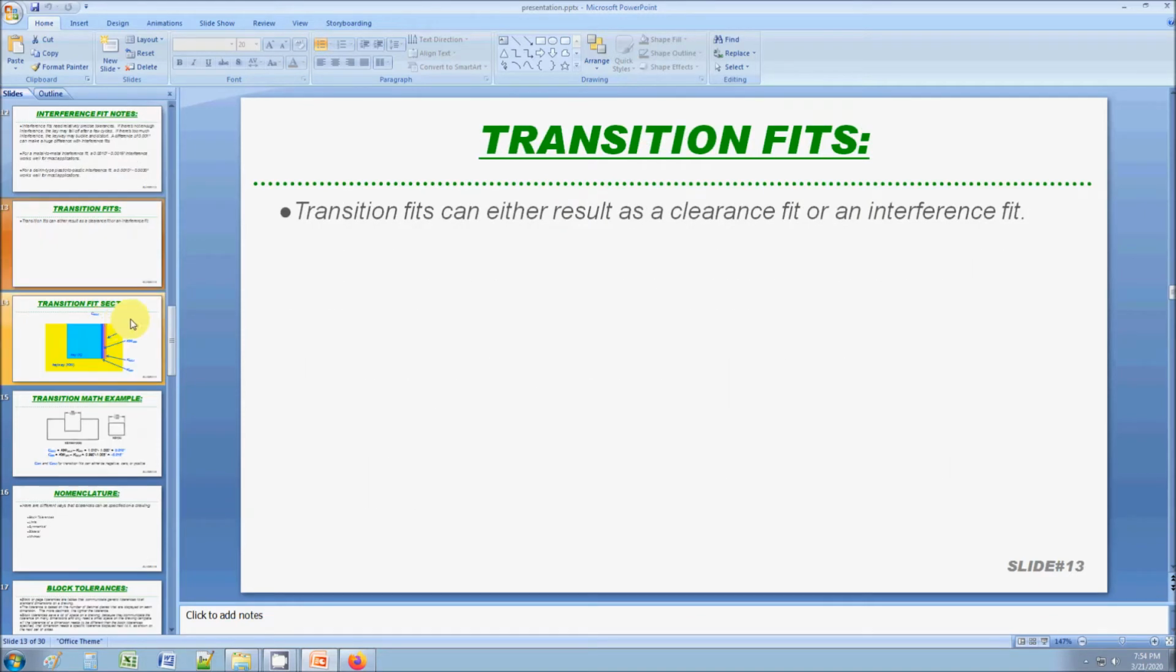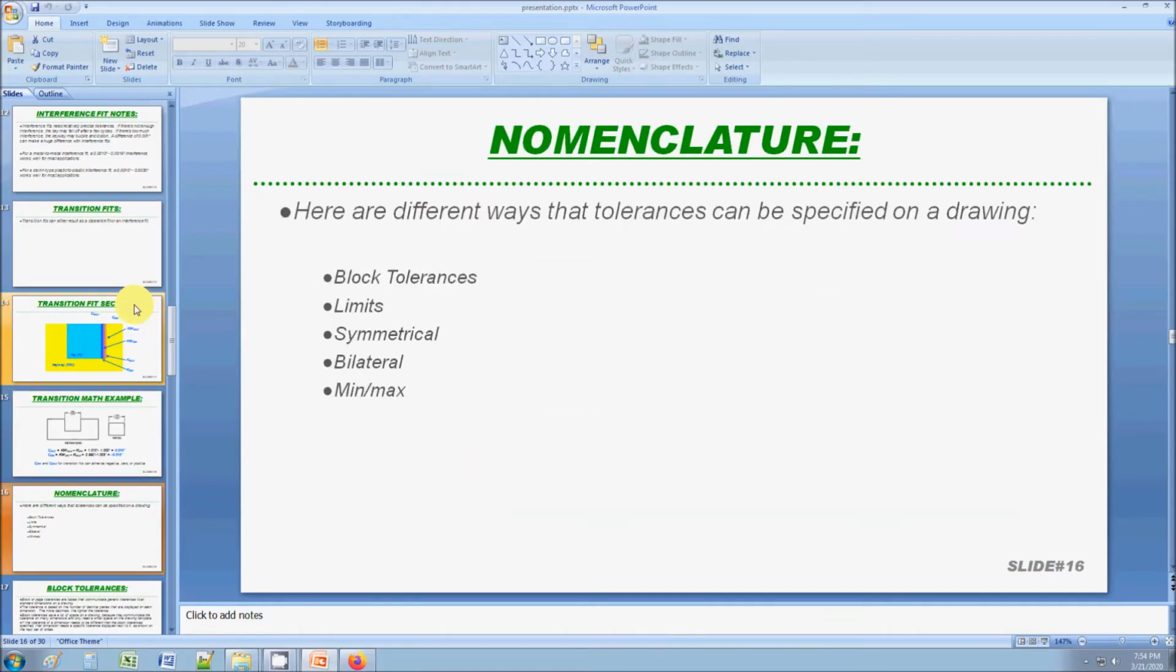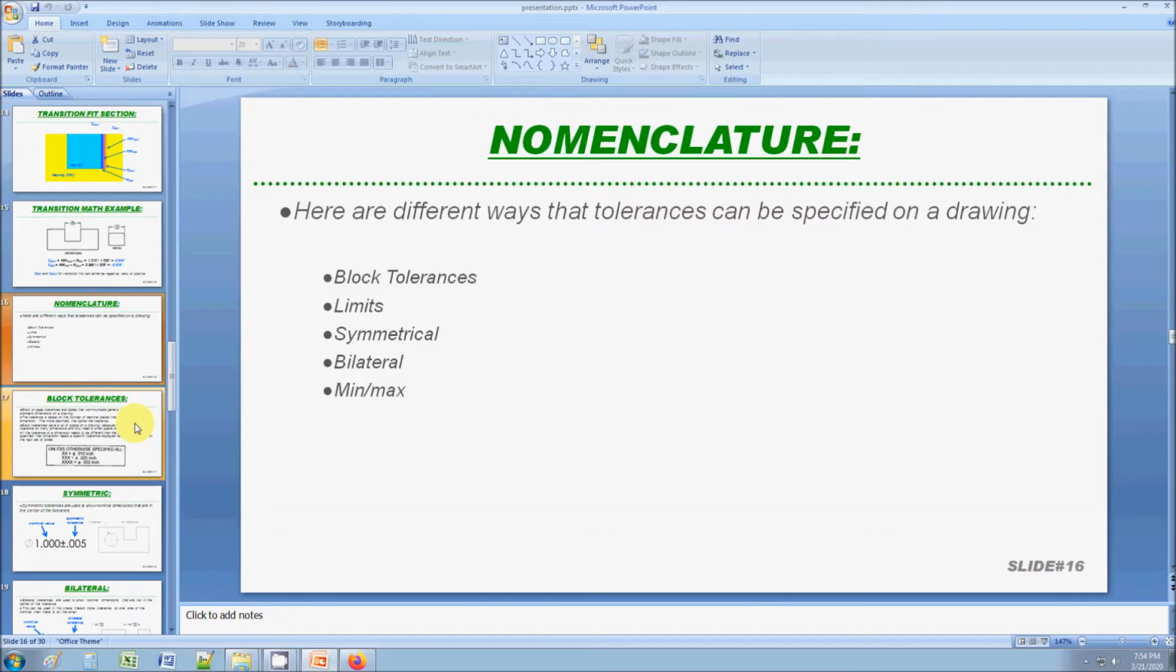And then finally, we have transition fits, which can either be an interference or a clearance fit. These are a little bit less common, but the idea is the same. Finally, what I want to talk about is the nomenclature. Nomenclature is how you spell the tolerances on paper.